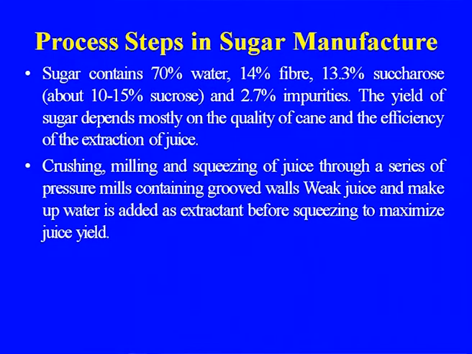Next step, which I told you when I summarized in the abstract, the various steps involved: the crushing, milling and squeezing of the juice through a series of pressure mill rolls containing grooved walls. Weak juice and makeup water is added as extractant before squeezing, just to have more and more extraction, so we are using the weak juice there.